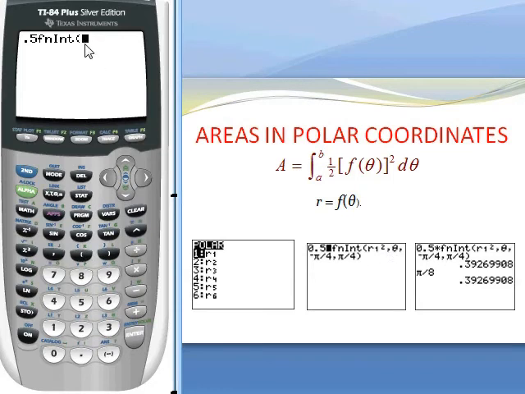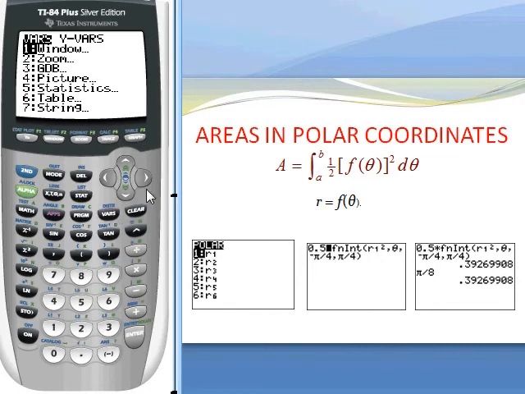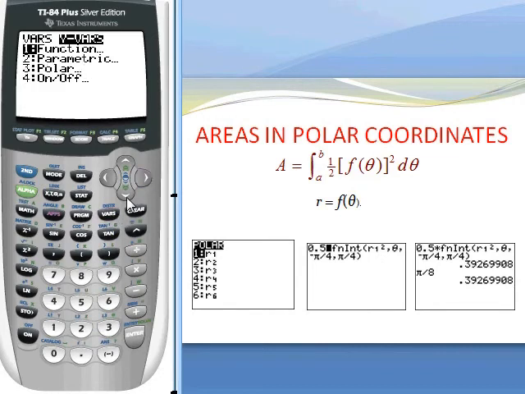I can either enter the R1 in here, or I can just get it from the equation here. So R1, and well, where do you get the R1? You get it from variables, go to Y variables, and let's go to polar. And here we go. R1 is right here. To pick it, you push enter. Then you can square that, and this is a function of theta. What was theta? Theta was this button, comma.